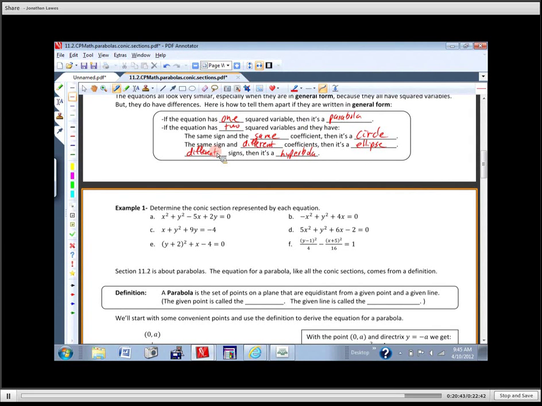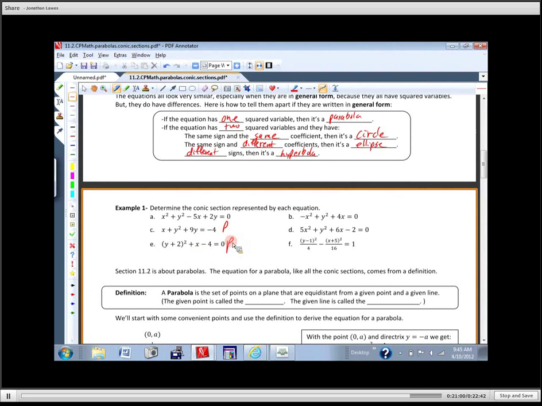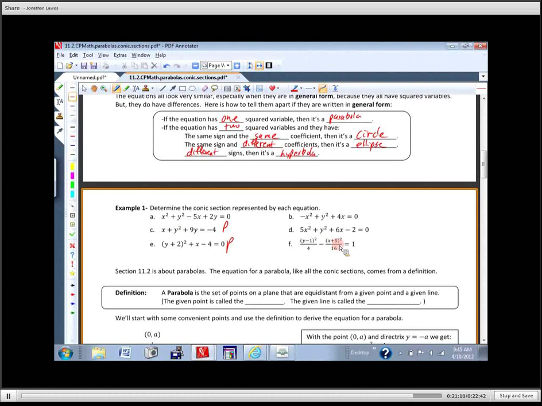Let's run through here. Are there any parabolas here? C is a parabola because it's only got 1 squared variable, so that's a parabola. Any others? The one right below it. There's a squared variable with y. X is just a plain old x, so that one's a parabola also. Okay? So C and E are both parabolas. Now if we look at the rest of them, 2 squared variables, 2 squared variables, 2 squared variables, and 2 squared variables. Okay? So they're going to be either a circle, an ellipse, or a hyperbola.